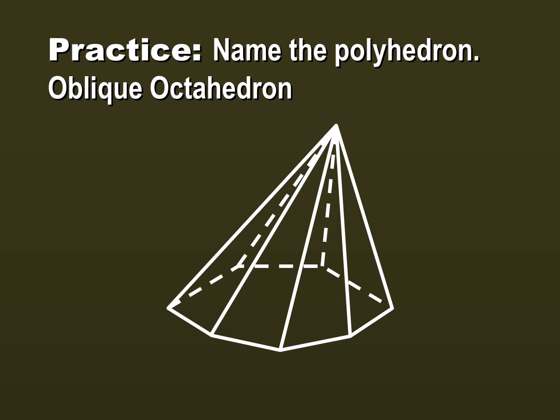This is also an octahedron. This one, if you notice, has a heptagon base because there are 7 sides. So that means we have 7 triangles. But with the base, or with the bottom, that's 8 faces. So that means that we have an octahedron.